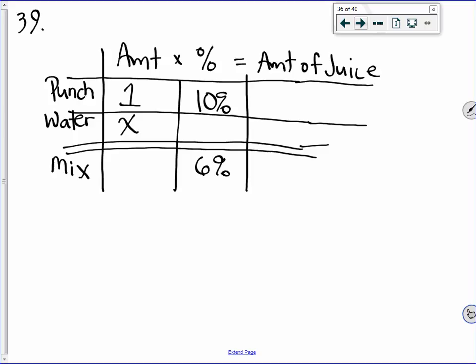So what would the mix be? Yeah. So with the mix, you're mixing together 1 gallon of punch and X gallons of water. So the mix is X plus 1, or you could write 1 plus X. But picture it, you have a big container, you have 1 gallon of fruit punch, or I'm sorry, X gallons of water. What percent of water is there juice in there?